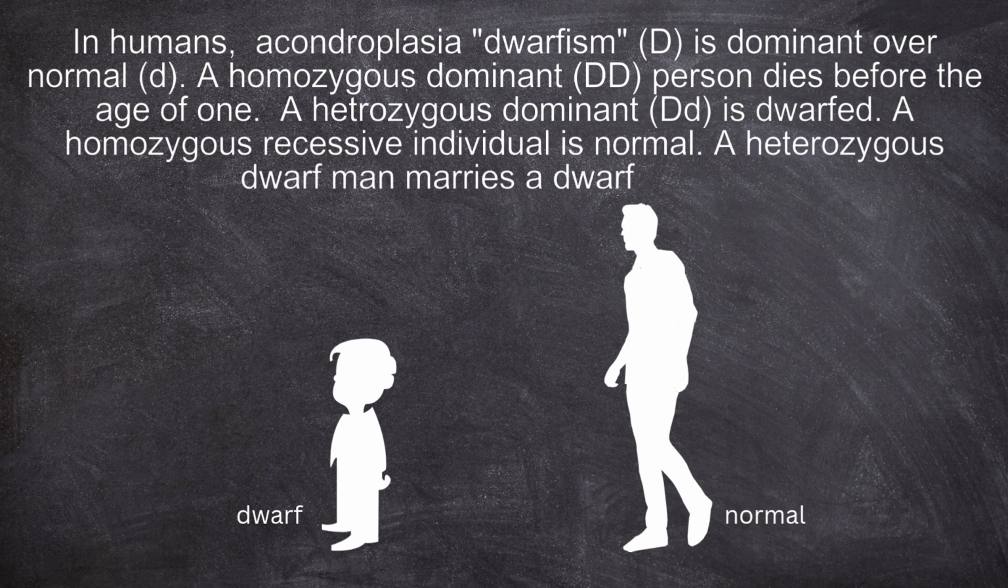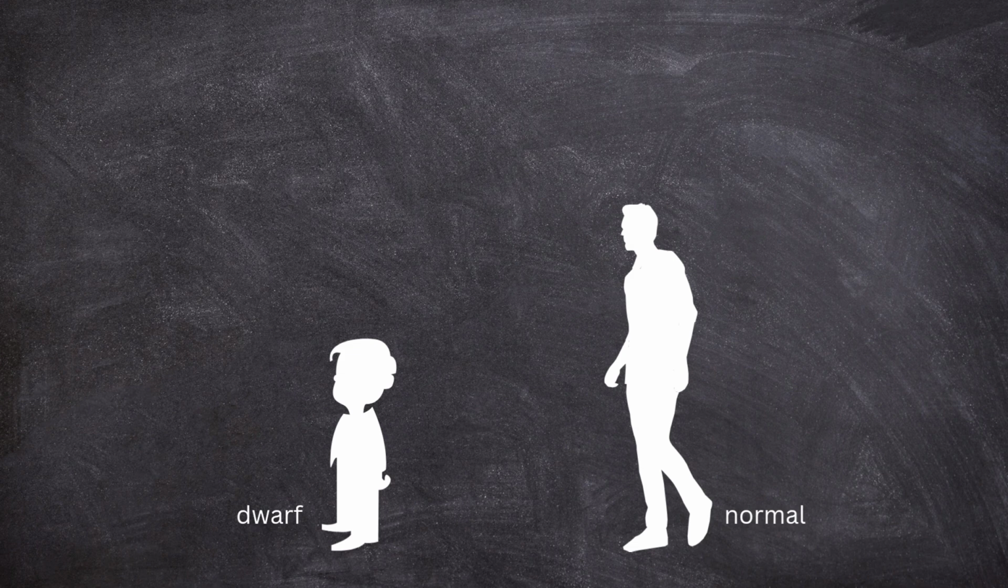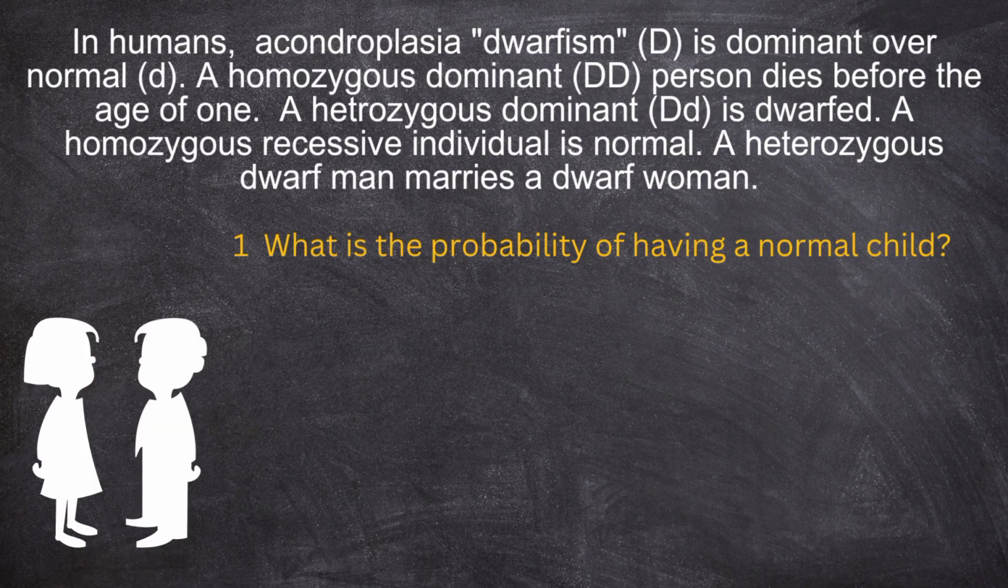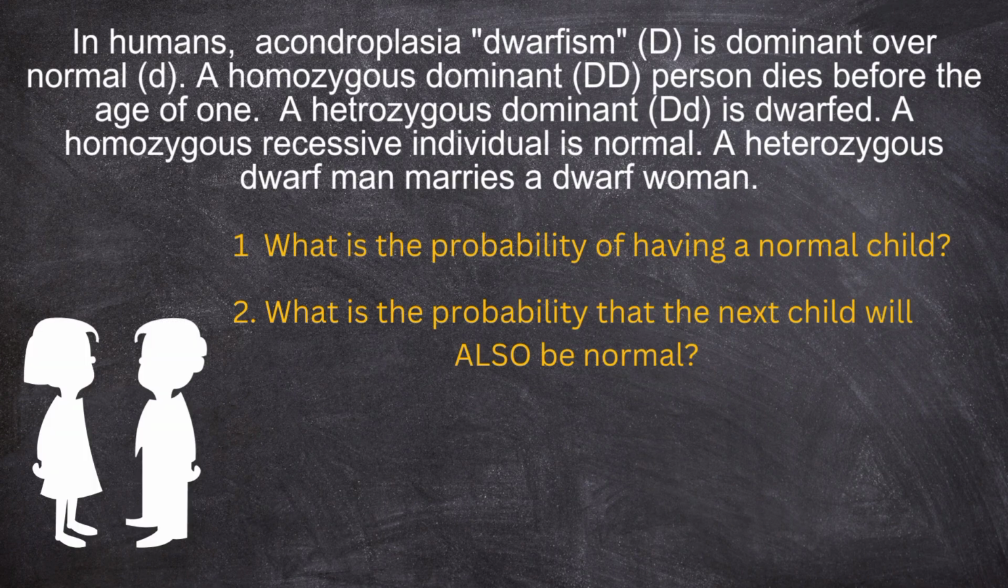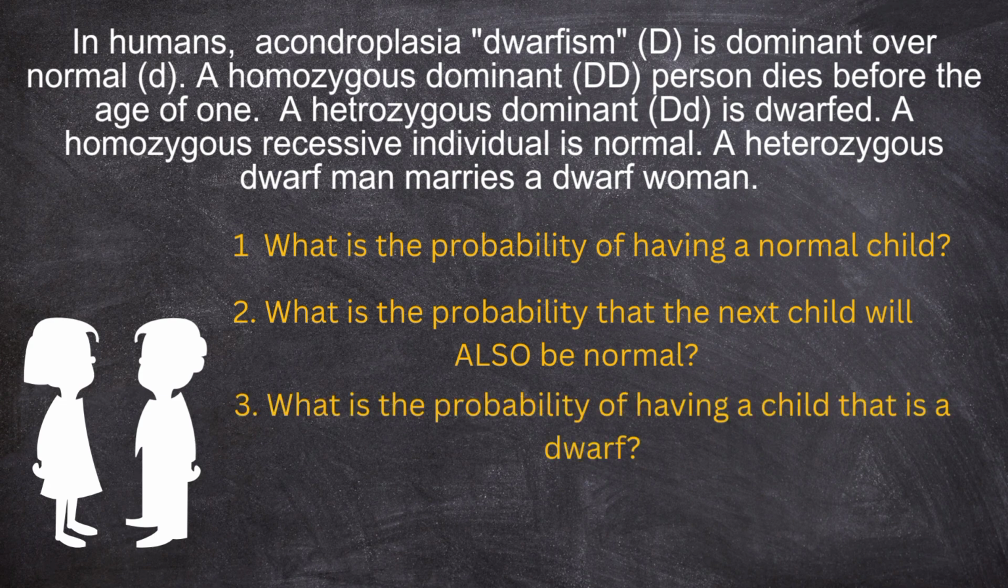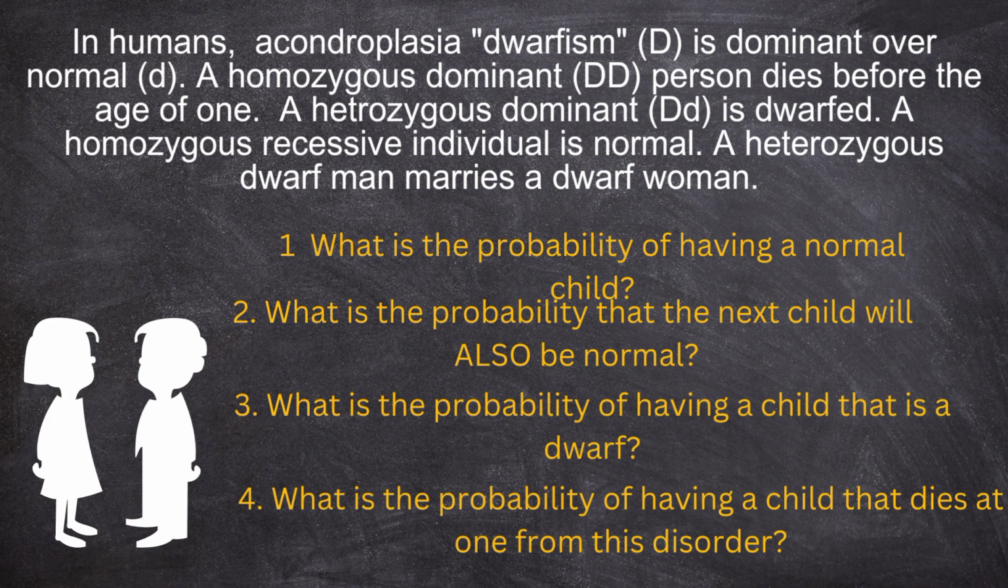We have here 4 questions to answer. 1. What is the probability of having a normal child? 2. What is the probability that the next child will also be normal? 3. What is the probability of having a child that is a dwarf? 4. What is the probability of having a child that dies at 1 from this disorder?